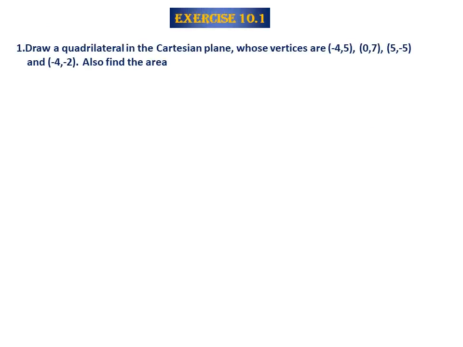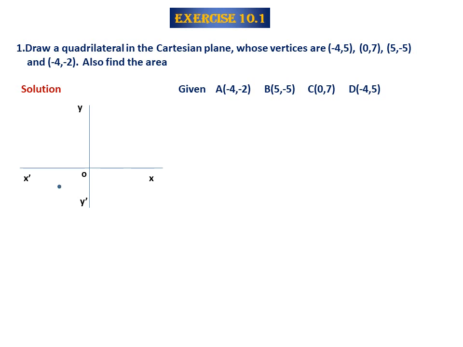First one, draw a quadrilateral in the Cartesian plane whose vertices are minus 4, 5, 0, 7, 5 minus 5 and minus 4 minus 2. Also find the area. That means first we have to locate the points, then complete the quadrilateral, then find the area of the quadrilateral. So given, let us say A equal to minus 4 minus 2, first point. Second point, B is 5 minus 5, and C is 0, 7, and D is minus 4, 5.